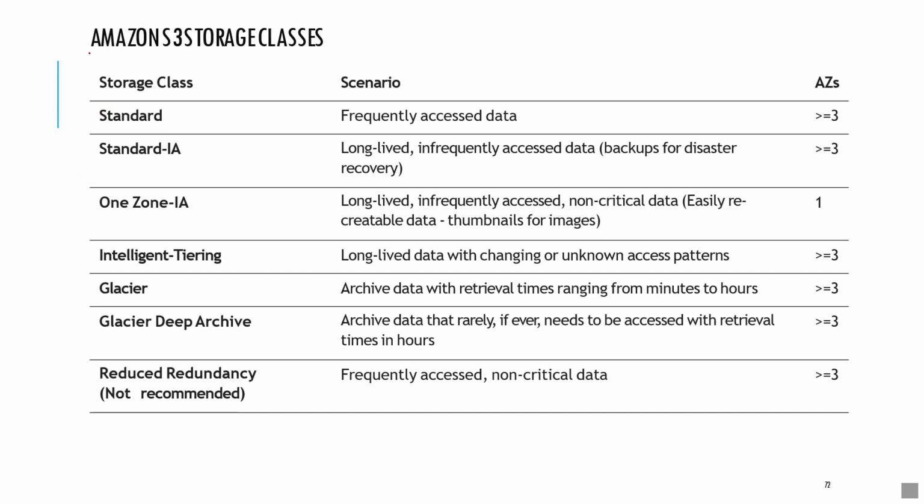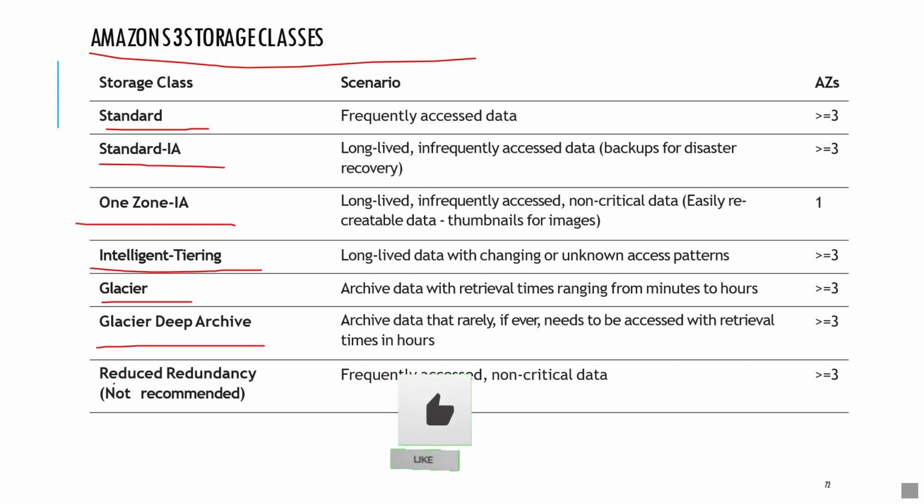We are going to discuss Amazon S3 storage classes. There are 7 storage classes. They are Standard, Standard-IA, One Zone-IA, Intelligent-Tiering, Glacier, Glacier Deep Archive, and Reduced Redundancy.